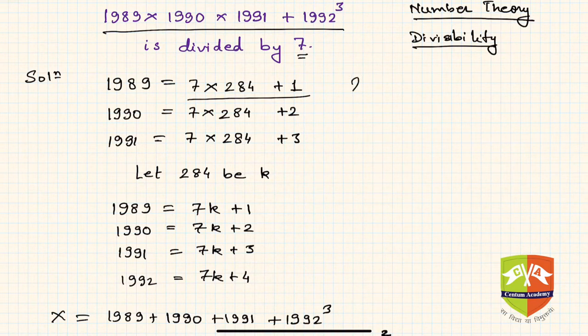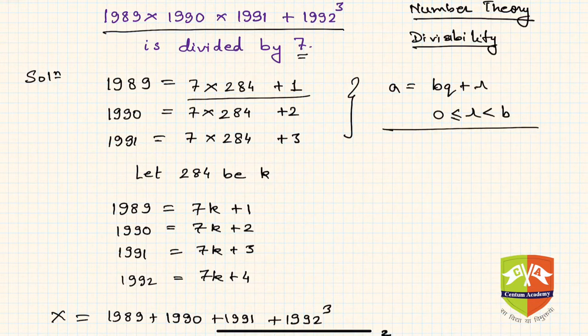So basically, this is nothing but Euclid's division lemma, where A can be expressed as BQ plus R, where R is the remainder, and 0 is less than or equal to R, which is less than B. This is what we are going to use. Here A is 1989 and B is 7. So 1989 is 7 times 284 plus 1. Similarly, 1990 is 7 into 284 plus 2, and 1991 is 7 into 284 plus 3.